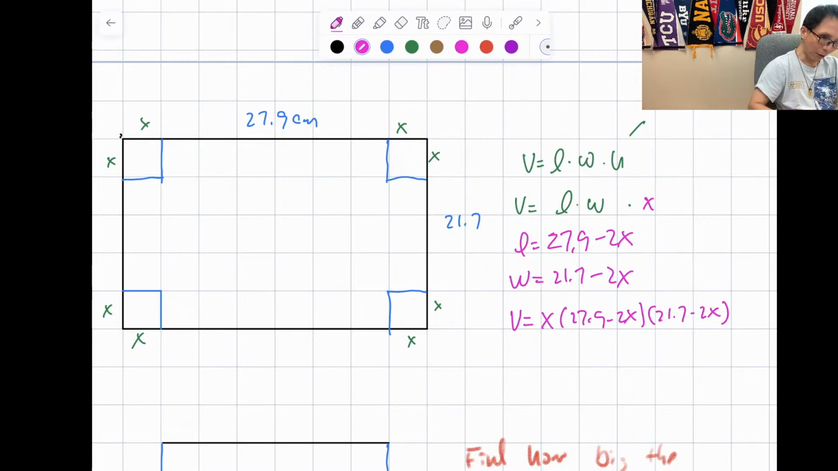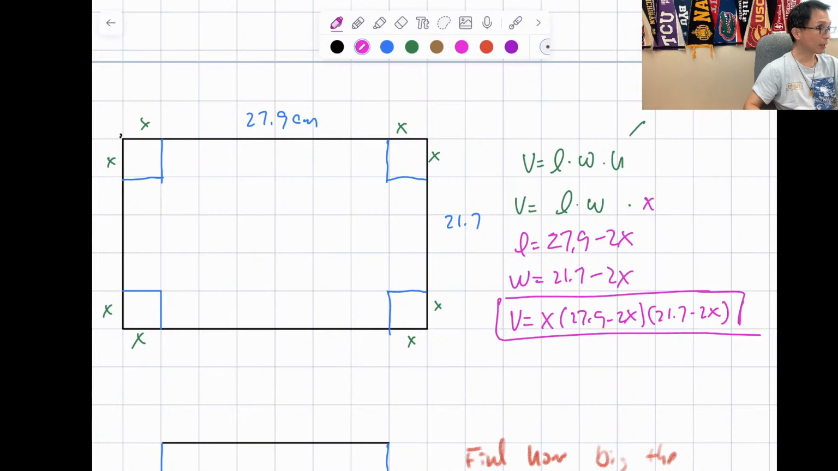So we got this volume equation, and this is the calculus. Well, this is actually the algebra. You learn this in algebra if the algebra teacher is good. So volume equals x, which is the height, times 27.9 minus 2x, times 21.7 minus 2x. Now you've got a volume equation.